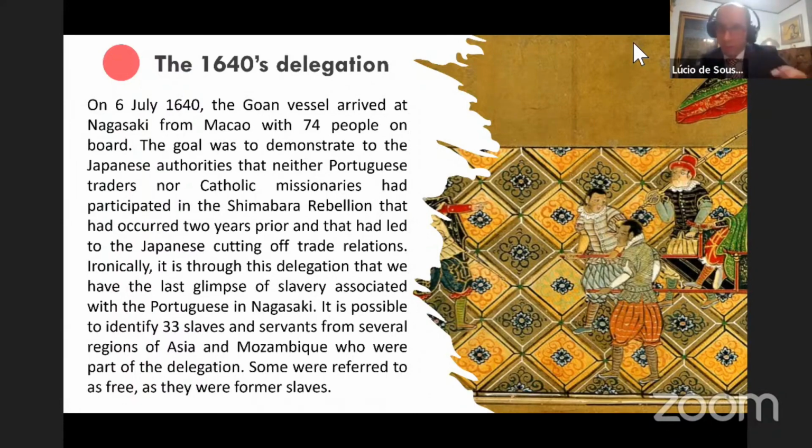So this one that I'm talking about now is a smaller one. It's not a big ship. That was a kind of diplomatic and commercial ship. It contained only 74 people. And this is very interesting because it's possible to identify inside, among the Portuguese that were born in Goa, in Cochin, in Diu, and also in Lisbon, in Europe, but also many servants, invisible people from different regions of Asia and Africa.